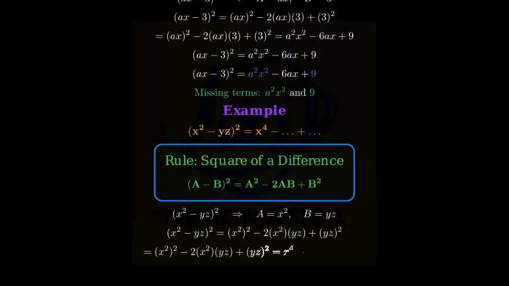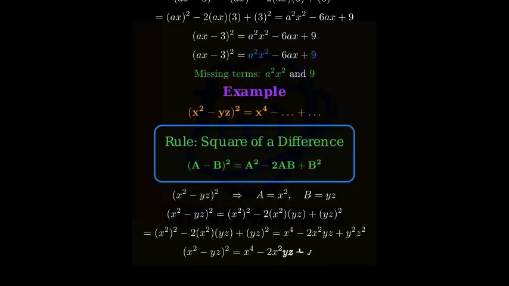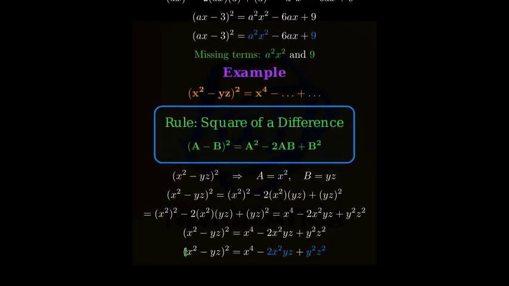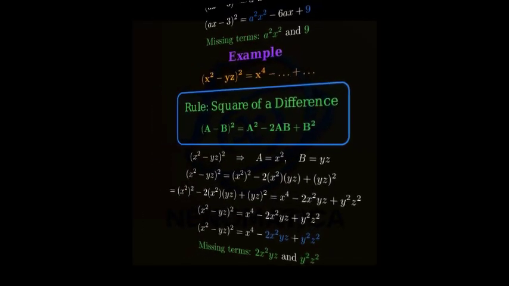We get (x²)² − 2 times x² times yz + (yz)². Simplifying this, we get x⁴ − 2x²yz + y²z². So the missing terms are 2x²yz and y²z².